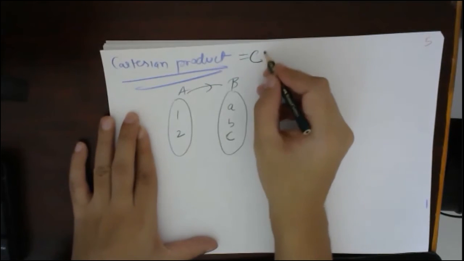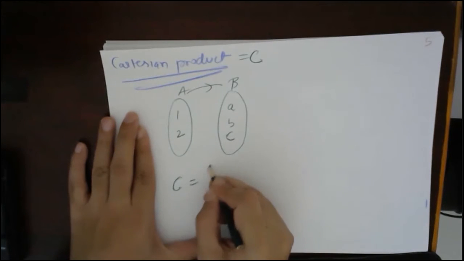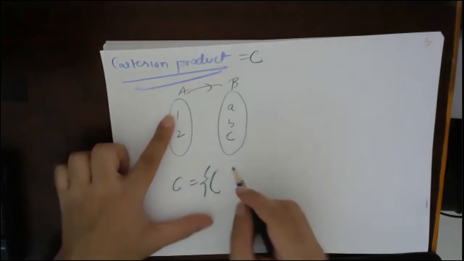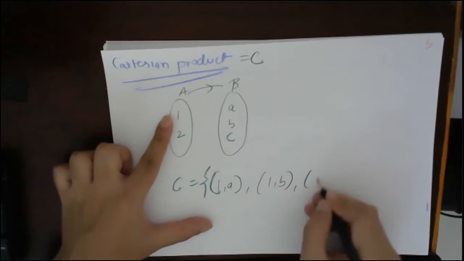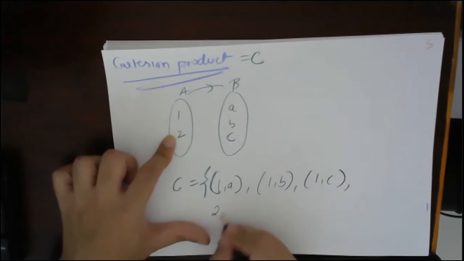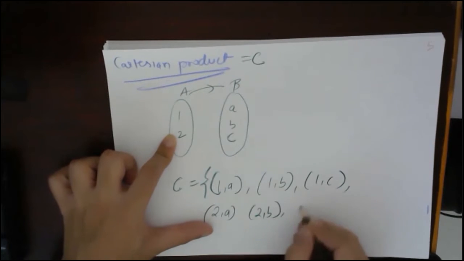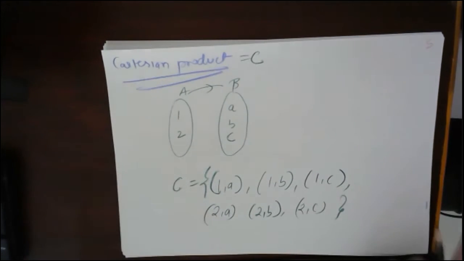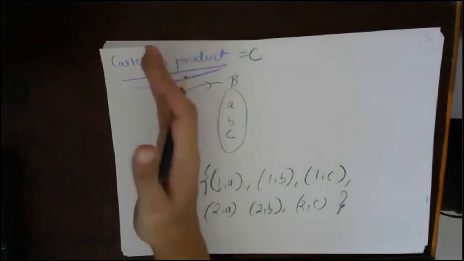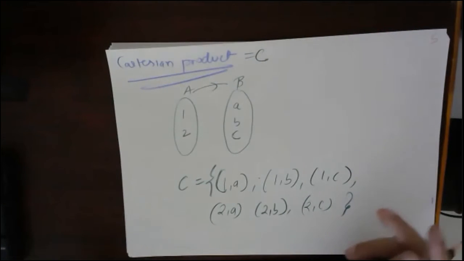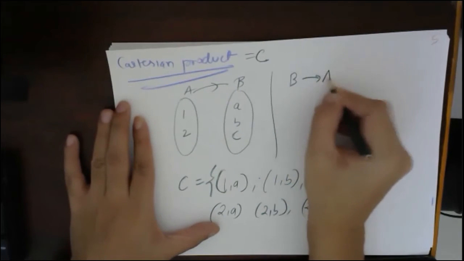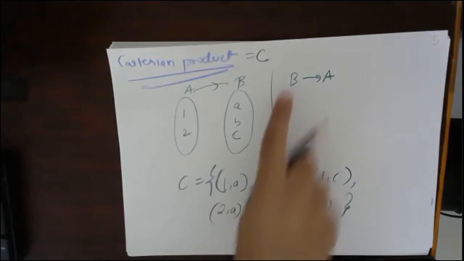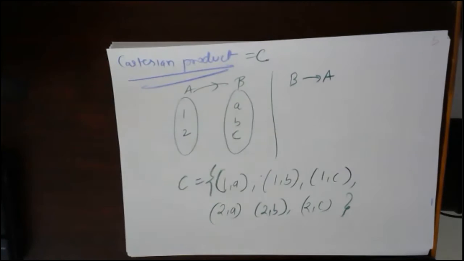Suppose I am writing with capital C, so C is equal to, C will contain elements. The first element will be (1, A), second element (1, B), third element (1, C). Similarly (2, A), (2, B), and (2, C). So this is the Cartesian product. Cartesian product simply means from set A to set B, all possible pairs. Okay, I want you to write down the Cartesian product from set B to set A. This was A to B. I want you to write from B to A. Fast, I'll give you 1 minute. Write down all the Cartesian product.